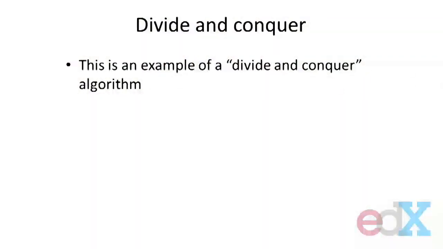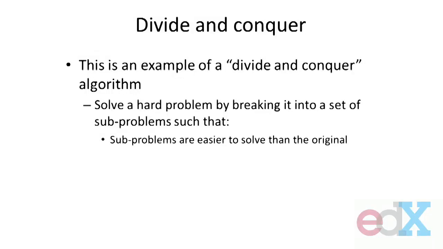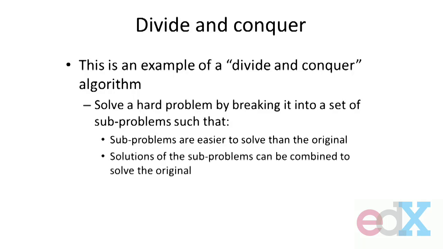Now, this is a nice example of a broader kind of problem. This is, as some of the other things have been, an example of what we call a divide and conquer algorithm. And that kind of approach says to solve a hard problem, we can do that by breaking it into a set of subproblems, more than one, with the property that the subproblems are easier to solve than the original one, either because they're a smaller version of the same problem, or they may just be an easier subproblem to solve, and that the solutions of the subproblems can be combined to solve the original.